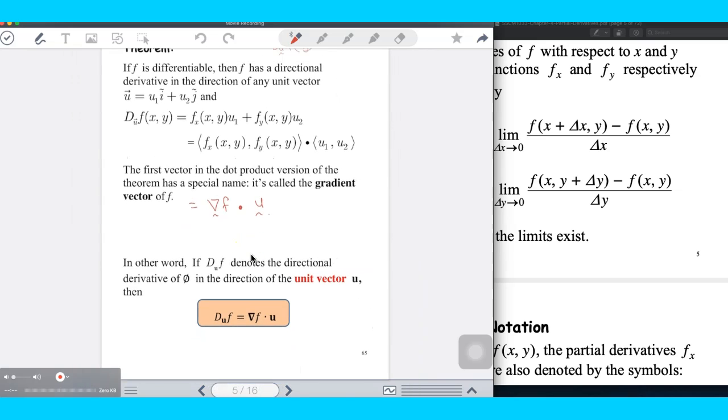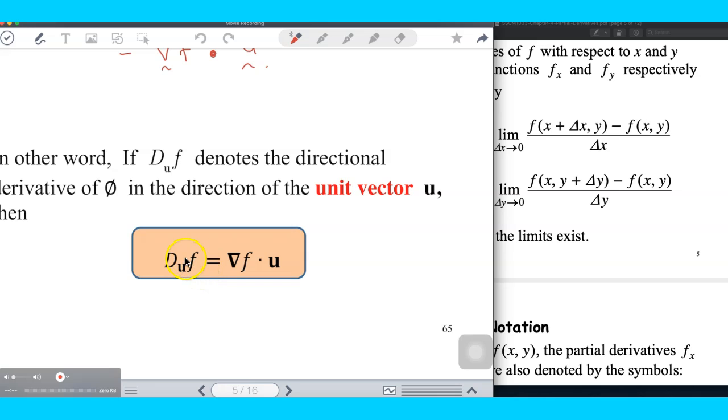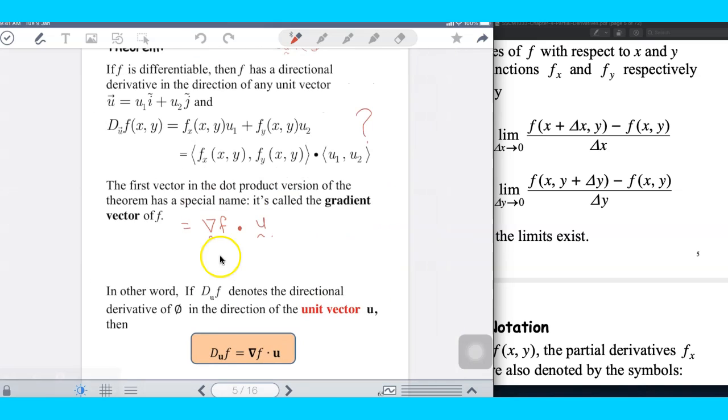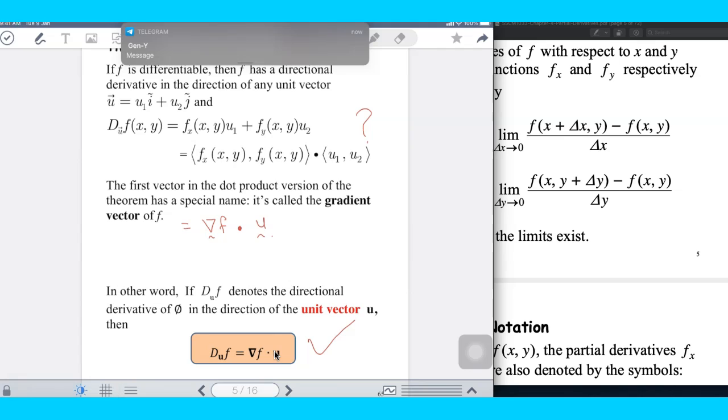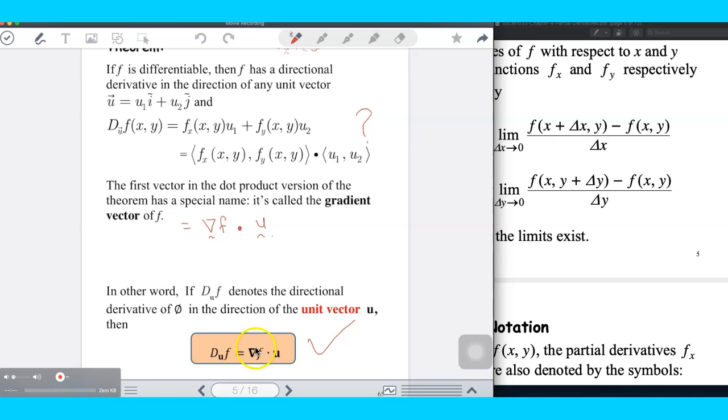So the directional derivative of the function in the direction of unit vector u is given by gradient f dot u. Here u must be a unit vector, and f is a scalar function. You have to take note that this is not given, so you have to memorize it. If you don't remember the expanded form, it is okay, because it is just the expansion of gradient f dot u, but gradient f dot u you have to memorize. That is the directional derivative, which evaluates the slope or rate of change of the function in the direction of unit vector u.